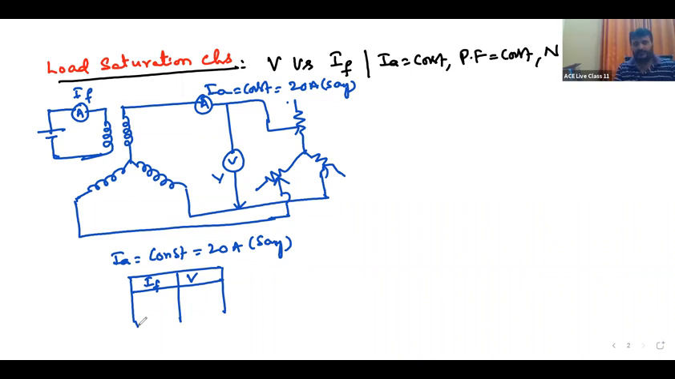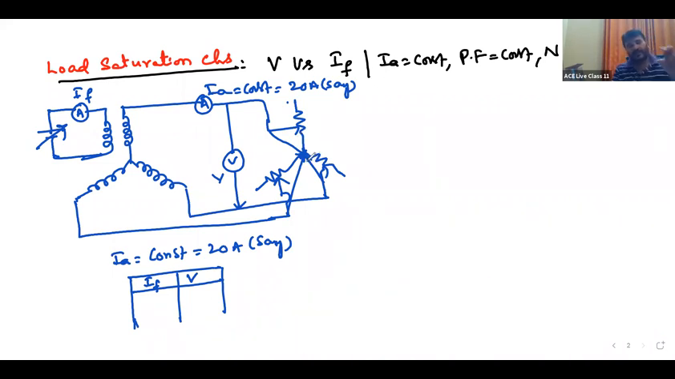Circuit diagram is the same. Only the load has been replaced with the resistive load. Earlier I used a pure inductive load, but now I am using the pure resistive load. The first point is the same again. It can be kept at zero impedance position, short circuit position, and increase the field current. Adjust the field current such that the current is 20 amperes. Even when I used the inductive load, this point is the same.